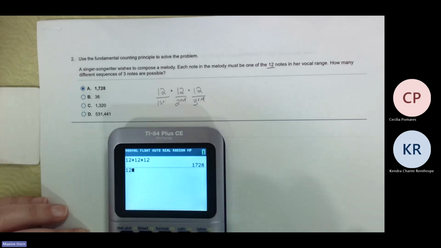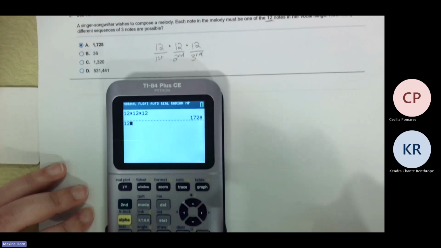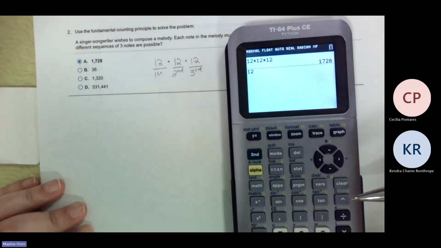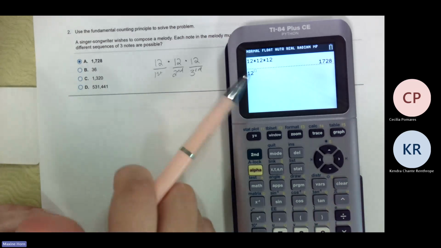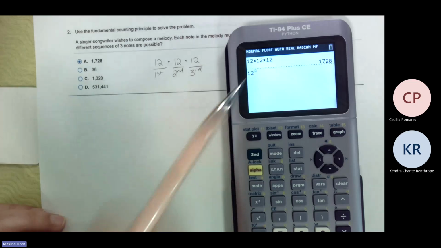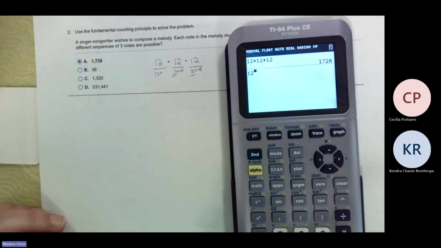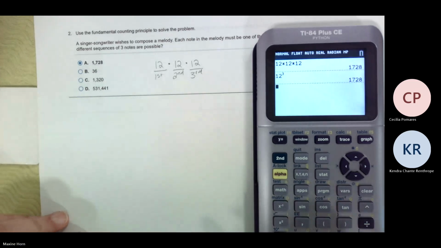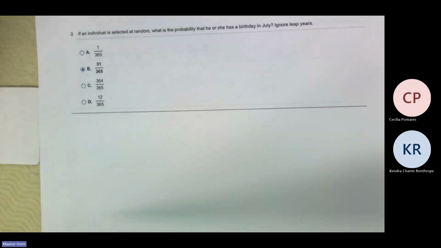So you could type in 12, and then the caret symbol right here, you can say "to the," and your calculator might make it look a little bit different on the screen, but mine actually goes up into the exponent there, and then we say to the third. And either way, we're still getting 1,728. Okay, so that's how we're getting that answer right there. All right, moving right along.